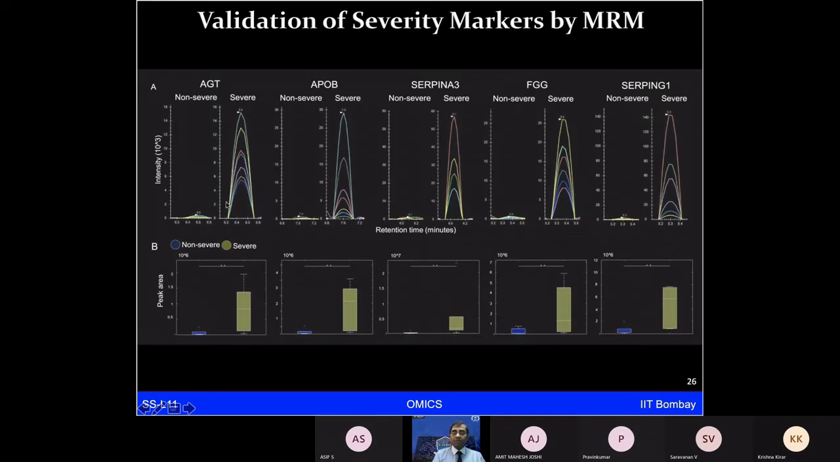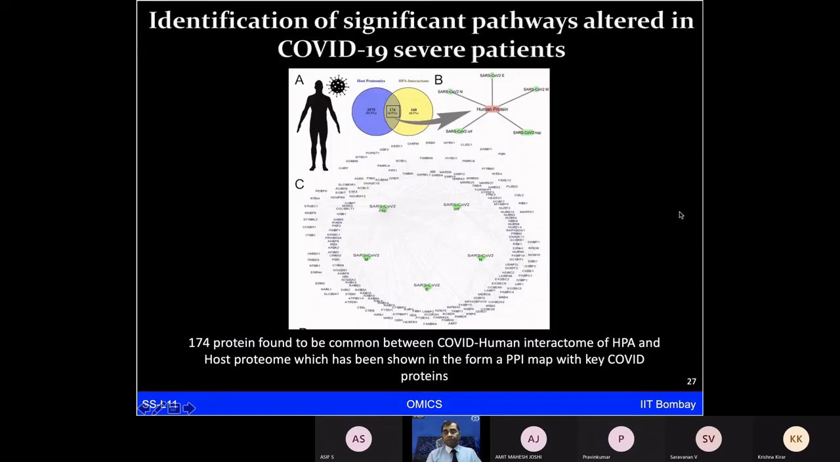So now we are developing these tests, known as the SRM-based test, selective reaction monitoring or multiple reaction monitoring based test, where you can see these proteins and their peptides in non-severe and severe patients, and how very different the intensities are for multiple proteins. Similar analysis is currently being done on a large number of samples to see whether we can make it a more clinically applicable test.